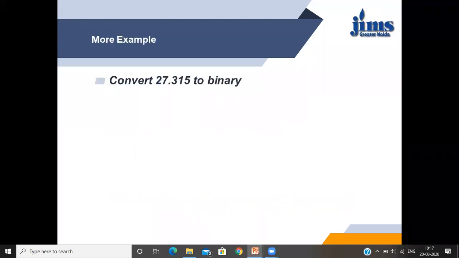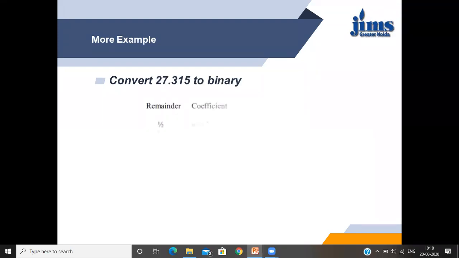Now take some other examples. Suppose we have to convert 27.315 to a binary number. So here we have two factors. 27 is your integer part and 0.315 is your fractional part. So we have to convert both sections, or both factors, separately.